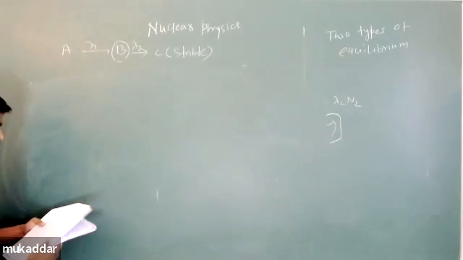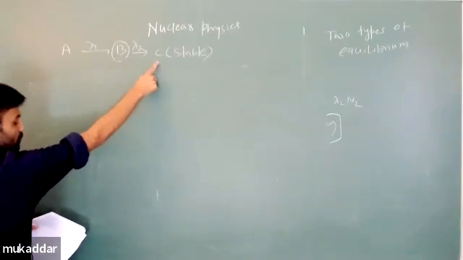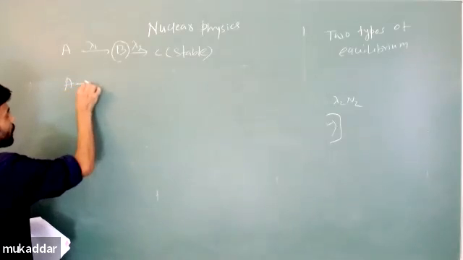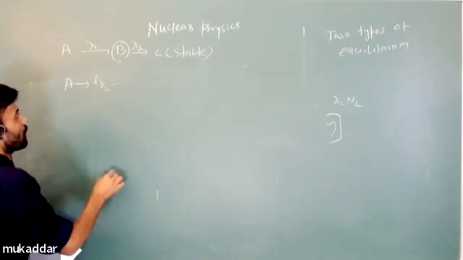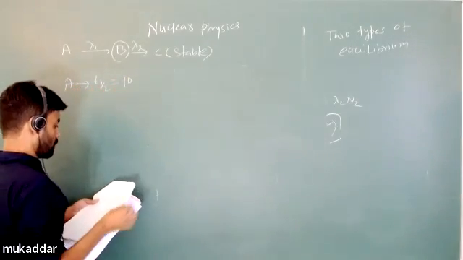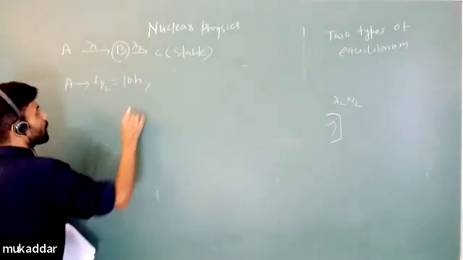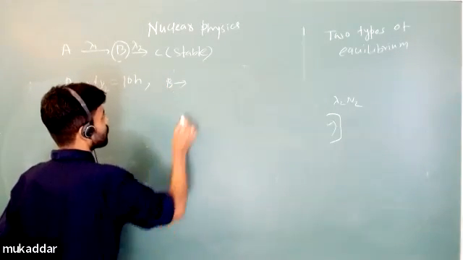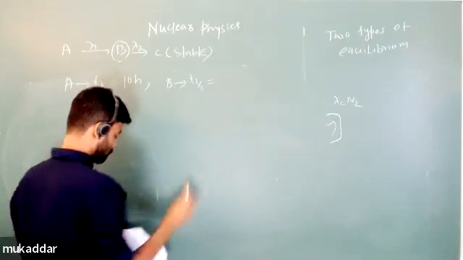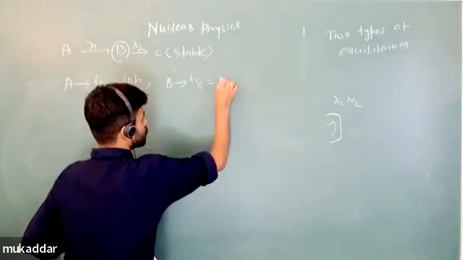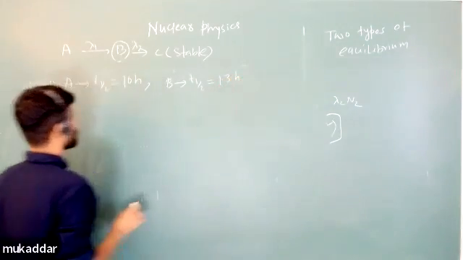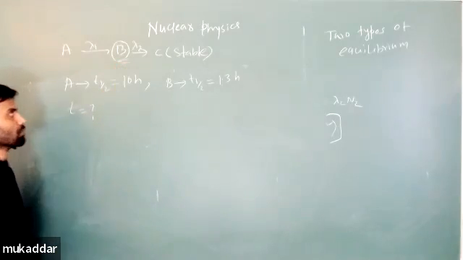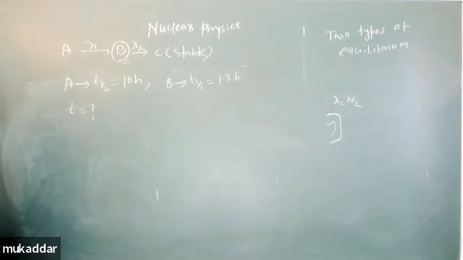Next problem. Suppose you have the decay chain A to B to C. The half life of A is given, T half is 10 hours. And the half life of B is given, that is 1.3 hours. So you have to calculate the time at which the number of B nuclei becomes maximum.